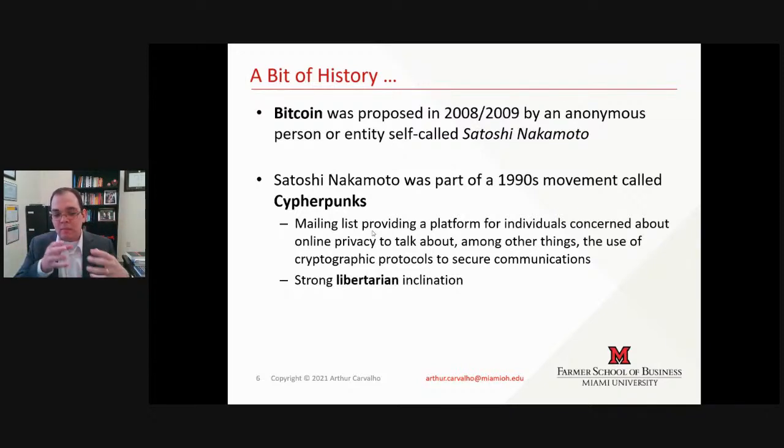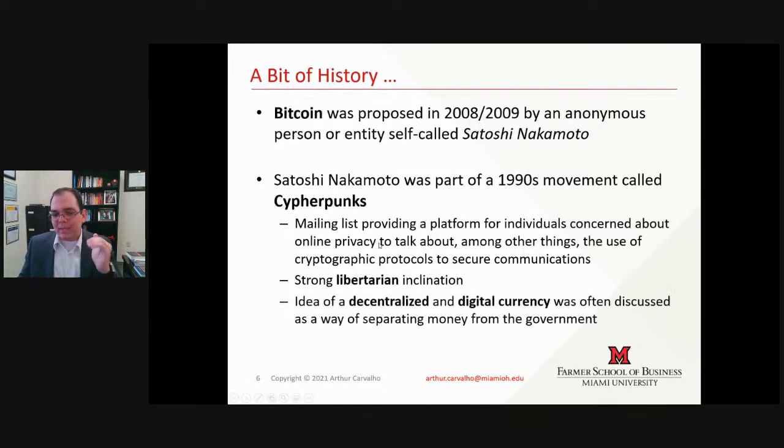What you will see there is a bunch of folks talking about privacy protection, primarily related to the government. How to keep the government, broadly speaking, out of our online endeavors. So that's the punk aspect of the cypherpunks name. And the idea behind Bitcoin, the idea of a completely decentralized and 100% online currency, was discussed often there, often as a way of separating money from the government, to break this monopoly that governments usually have over issuing money.